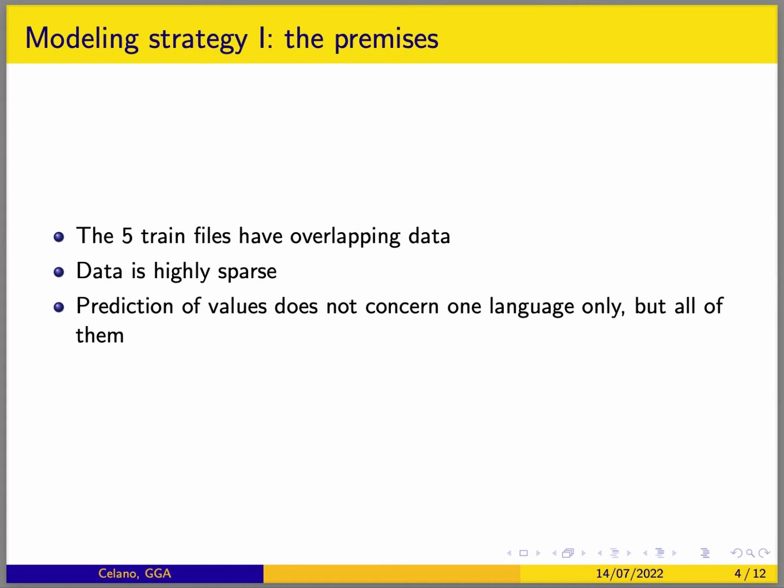The 5 training files have overlapping data, so they have to be kept separate when training the models. Data is highly sparse because a row in the original data can contain more than one empty cell. And crucially, as the previous table showed, one major difficulty is that there is no single target language for each language family, but values of all languages need to be predicted in turn.